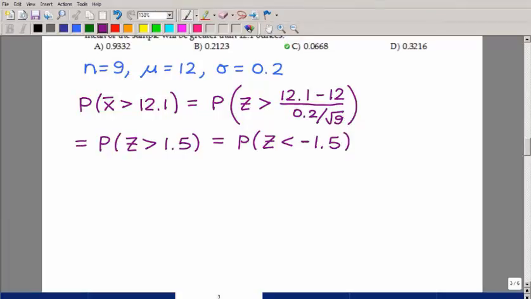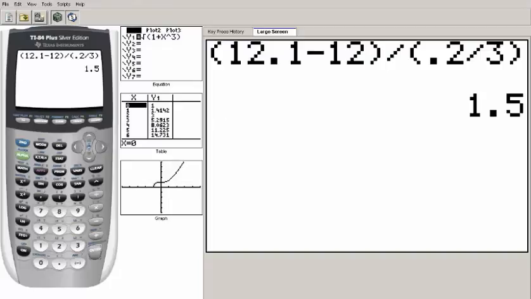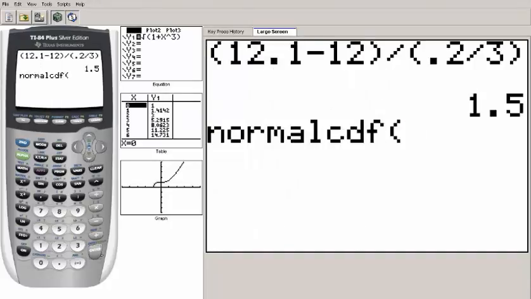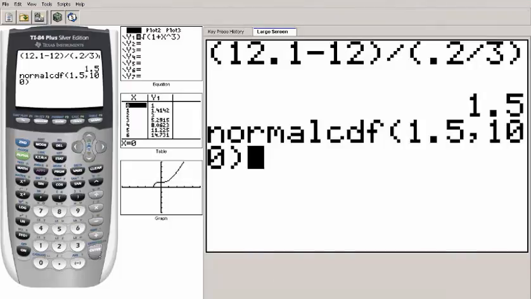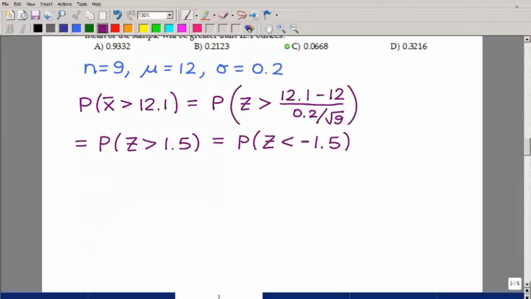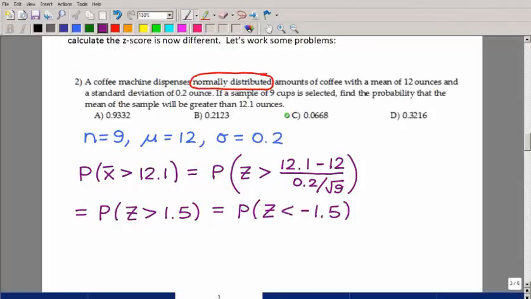Now in the calculator, we don't have to flip it so much. We can just do this. We can go second vars, normal CDF. I'll just go 1.5 comma 100 to represent infinity. Enter. 0.0668. So let's see if that looks like my answer. And yes, it does. 0.0668. Answer C.